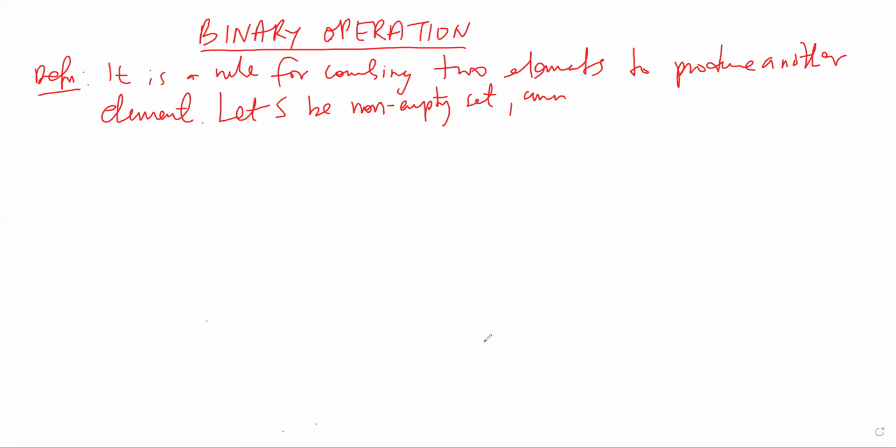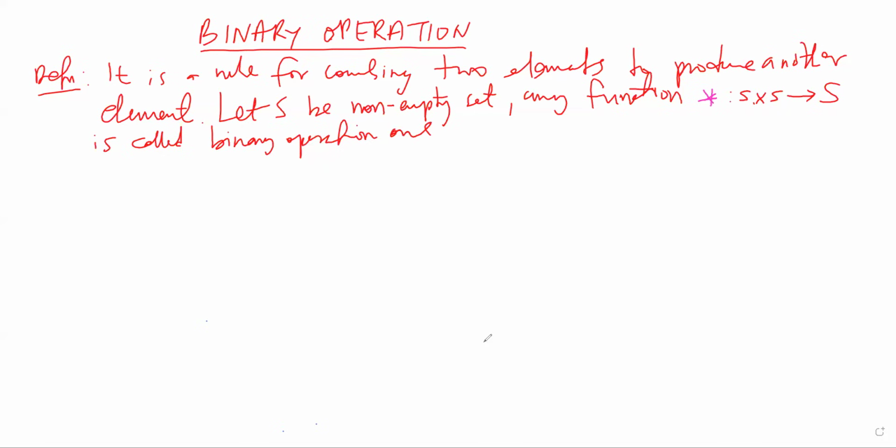then any function, let's call this function star, such that if we take two elements, cross S, we'll get something in S. And this is called the binary operation on S. So it's just this operation here.